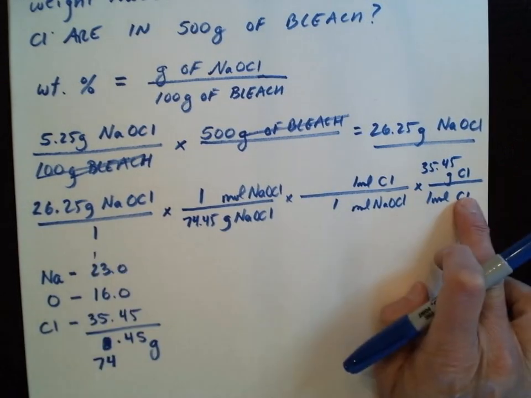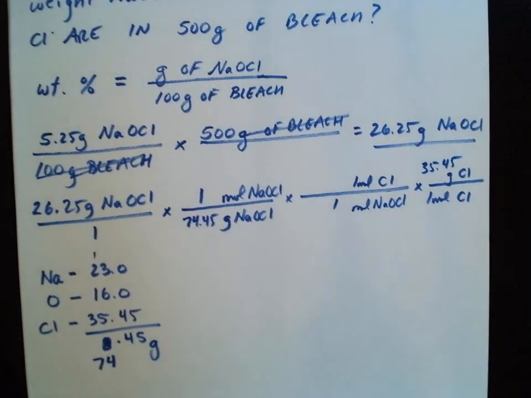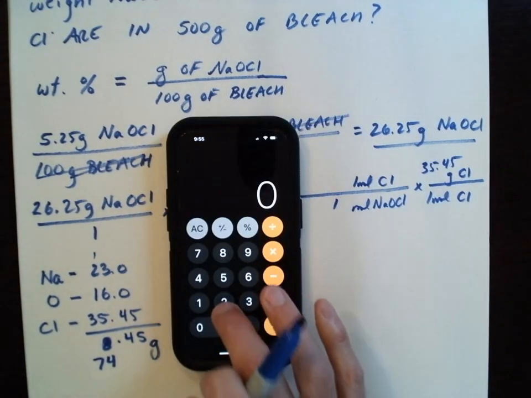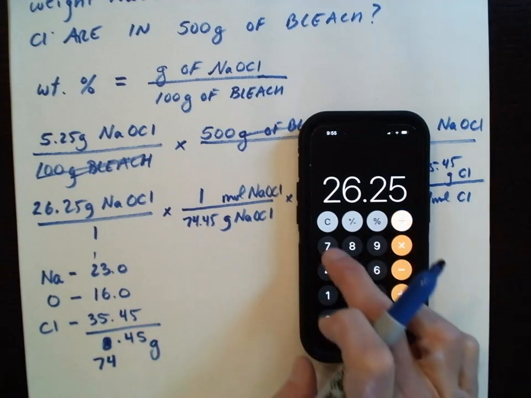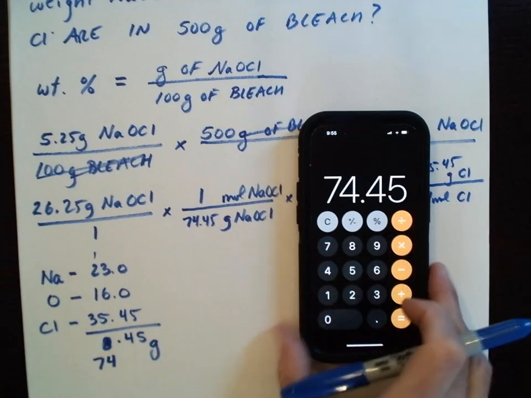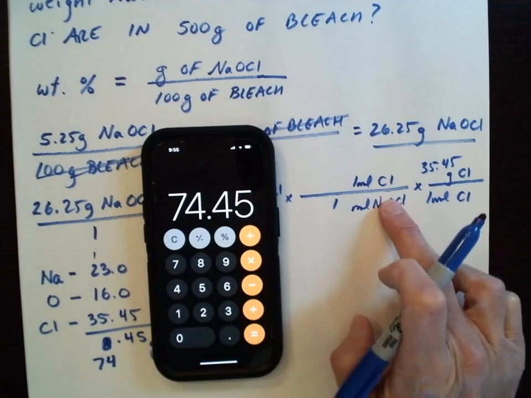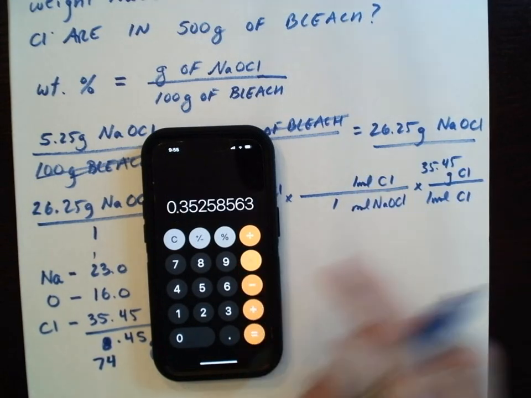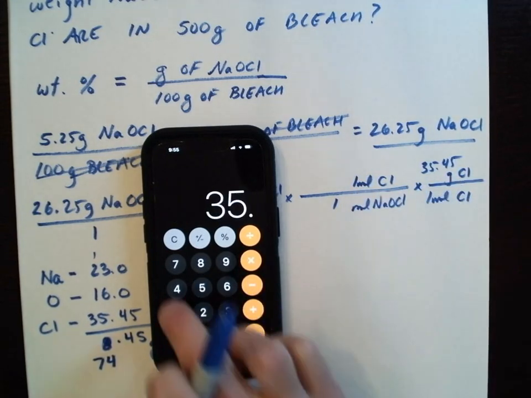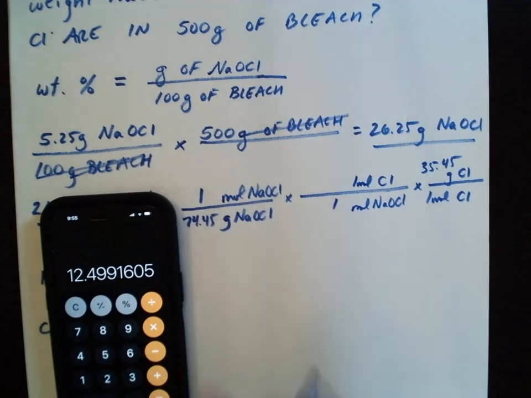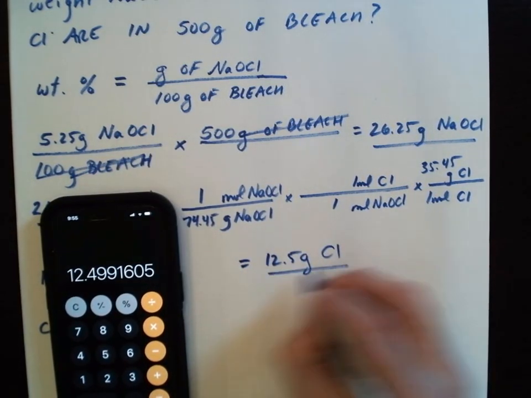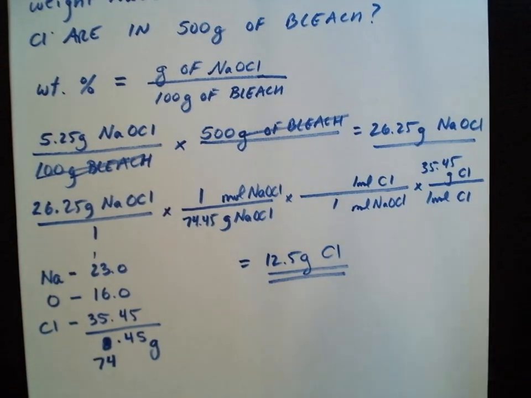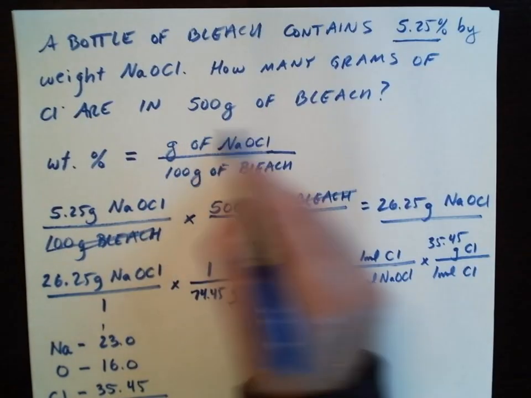So now all that's left is to do this arithmetic. We take our 26.25, divide that by 74.45, and multiply that by 35.45. And then we have our answer: about 12.5 grams of chlorine total in every 500 grams of bleach.